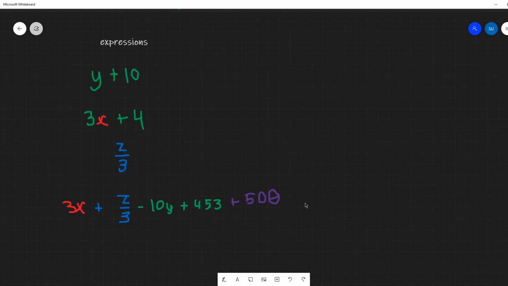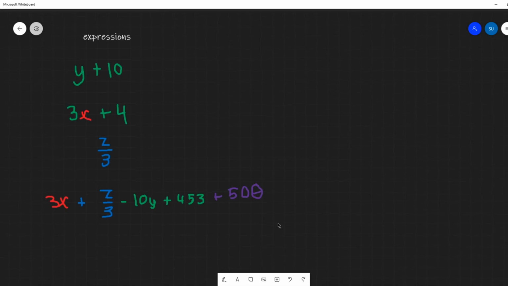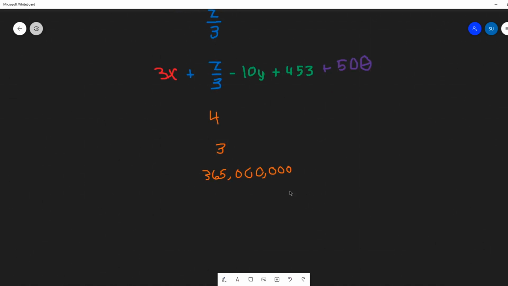That leads us into our next topic, which is equations. An equation is when a certain expression is equal to another expression. I forgot to mention, expressions can also be numbers, like 4 or 3, even 365 million. These are all expressions as well.